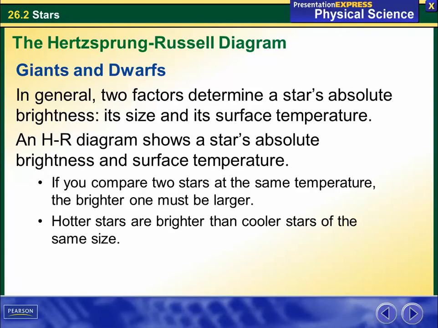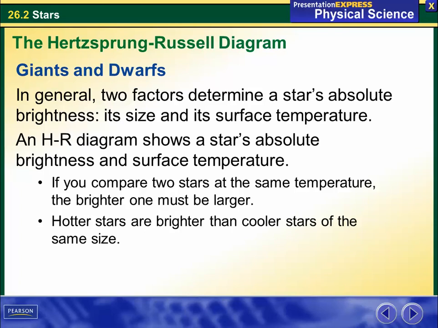So in general, talking about giants and dwarfs here, there are two factors that determine a star's absolute brightness: its size and its surface temperature. Again, the HR diagram shows the star's absolute brightness and its surface temperature. If you compare two stars at the same temperature, the brighter one must be larger. So that just kind of makes sense.